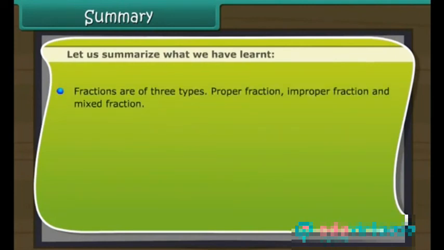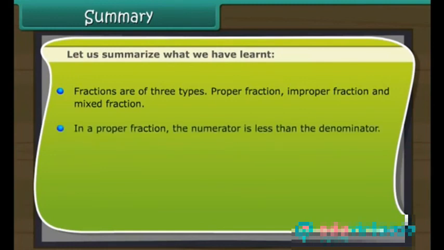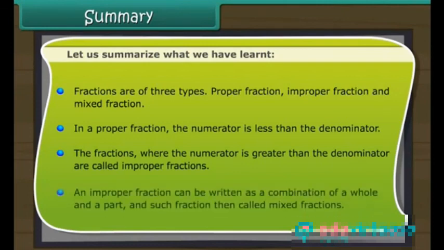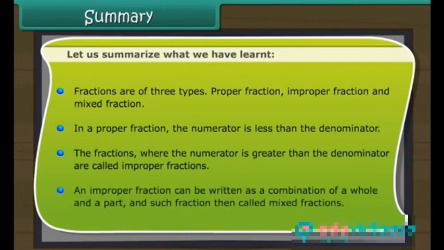Fractions are of 3 types: proper fraction, improper fraction, and mixed fraction. In a proper fraction, the numerator is less than the denominator. The fractions where the numerator is greater than the denominator are called improper fractions. Improper fractions can be written as a combination of a whole and a part, and such fractions are called mixed fractions.